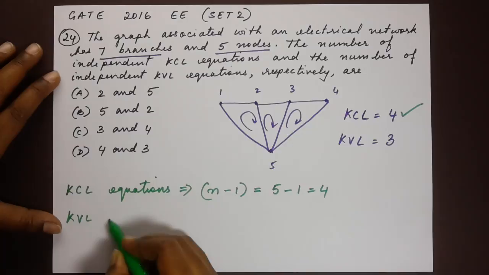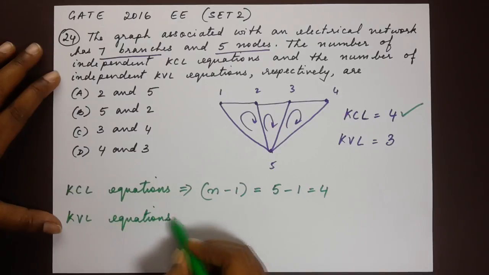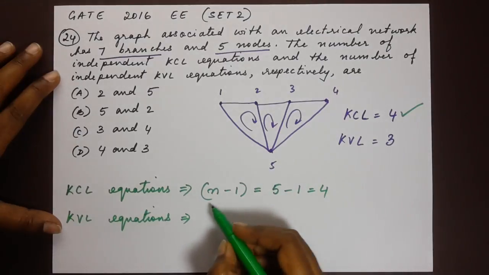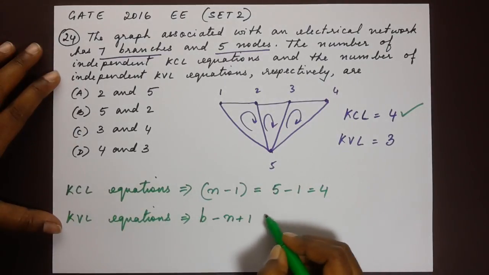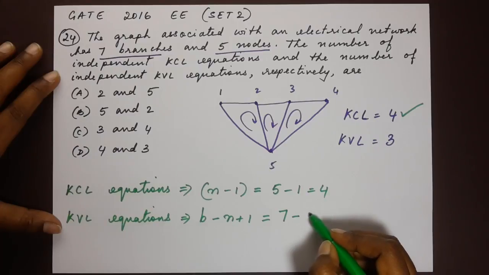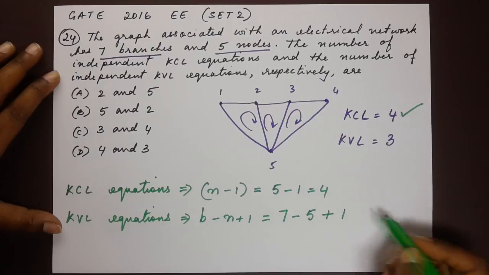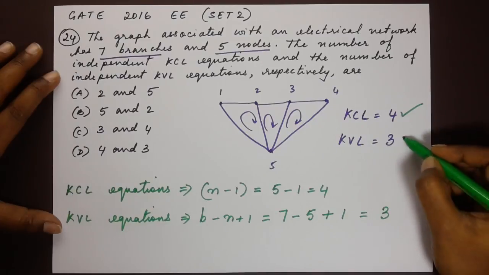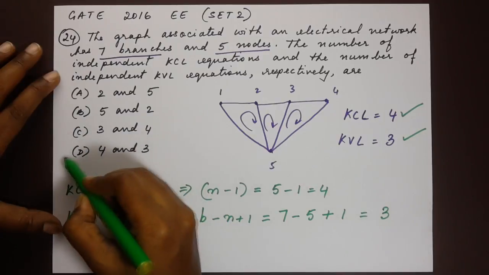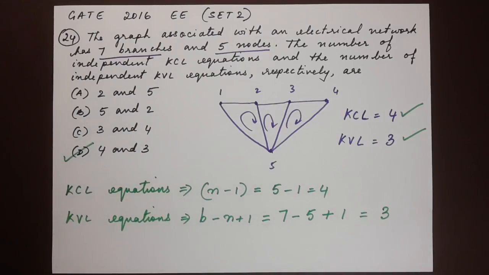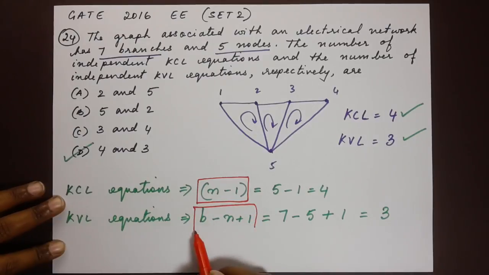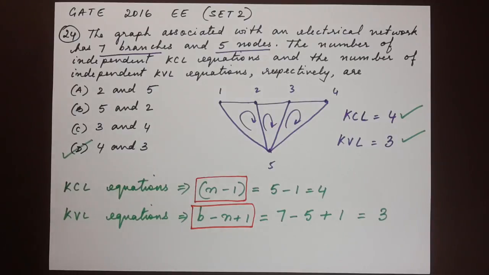And then comes KVL equations, Kirchhoff's voltage law equations. Kirchhoff's voltage law corresponds to the number of loops in the graph. Based on what's given to us, the formula is B minus n plus 1. B minus n plus 1 is the number of loops. So the branches are 7 minus the number of nodes 5 plus 1. That gives us 3. So the number of KCL equations is 4, the number of KVL equations is 3, and that corresponds to option D. It will do good to remember these formulas, n minus 1 and B minus n plus 1. I hope this has helped.